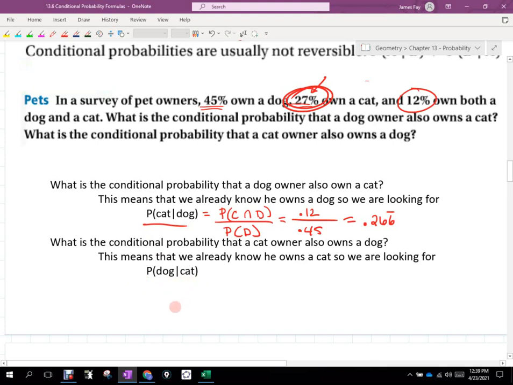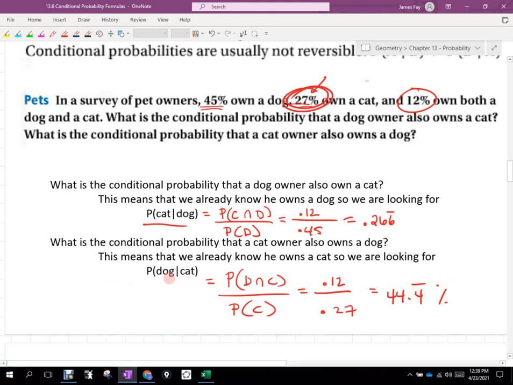This is an example showing you that the reversing of conditional probabilities are not the same. So now I'd be looking at the probability of a dog and a cat on top, divided then by the probability of a cat on the bottom. And that's still a 0.12. Now I'm going to divide that by 0.27. And 0.12 divided by 0.27, that's 44.4 repeating as a percentage.